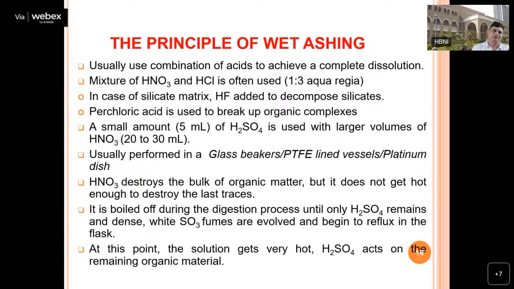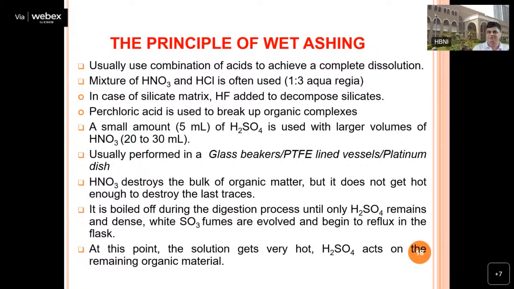And this is basically the general principle of wet etching. We usually use a combination of acids. As most of you must be aware, aqua regia is 1:3, that is 1 portion of HNO3 and 3 portions of HCl, the concentrated HCl and HNO3. And in case of a silicate matrix, HF is added.